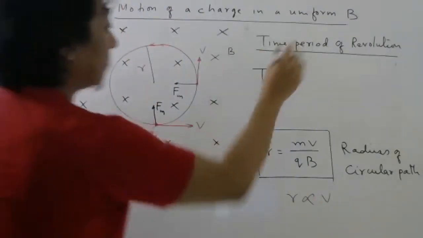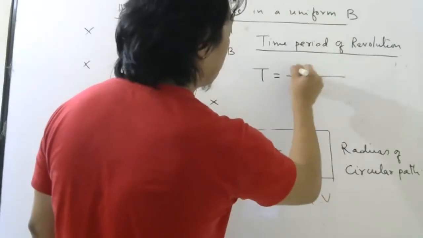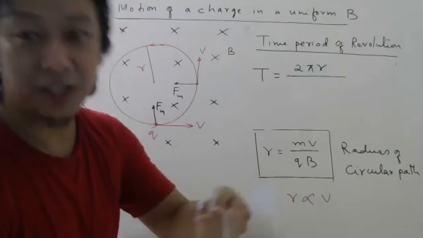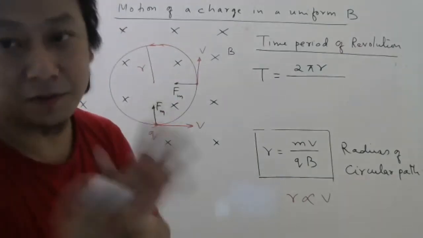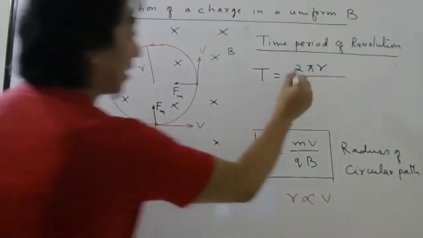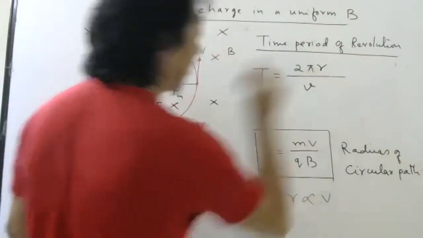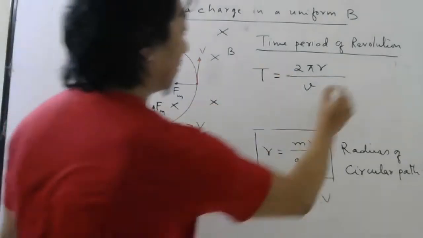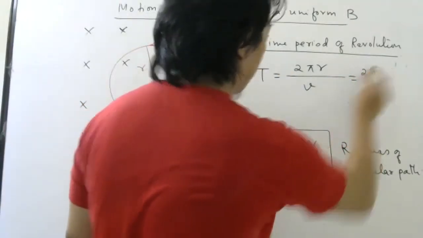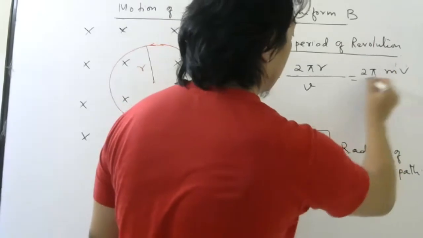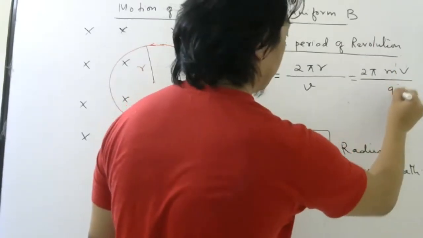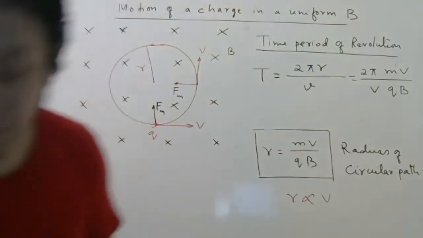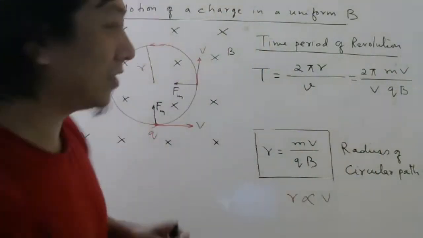Okay. So time period will be, distance is 2 pi r. All of you know that in one revolution, the distance covered is circumference of the circle, 2 pi r. And distance is 2 pi r, speed is v. Just now I found formula for radius, substitute. 2 pi, what is radius? mv by qB. This v is also there. So what do you notice? V is in the numerator, is in the denominator.